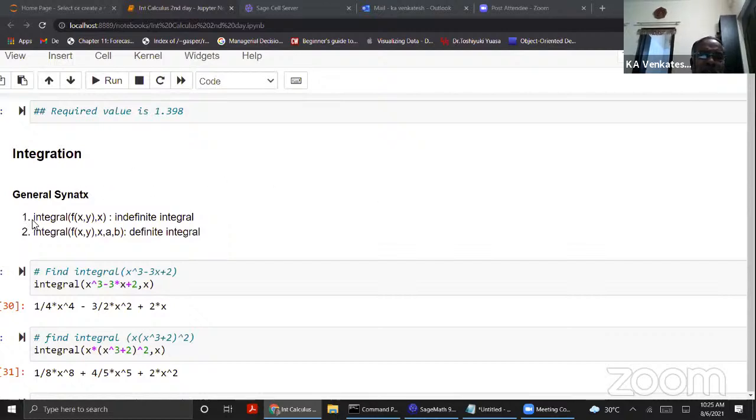The syntax is very simple. Integral of f of x comma x for the indefinite integral. In the same way, integral of f of x comma x comma a comma b, where the upper limit and lower limit are given.